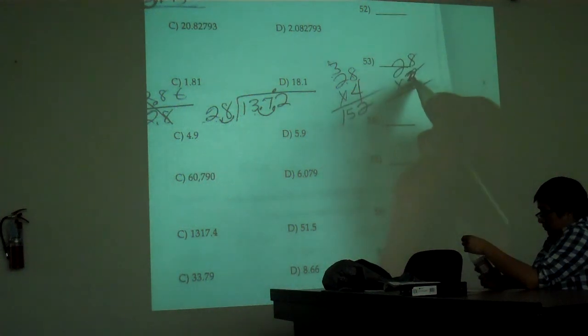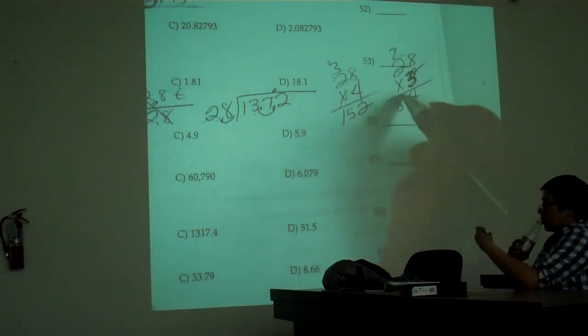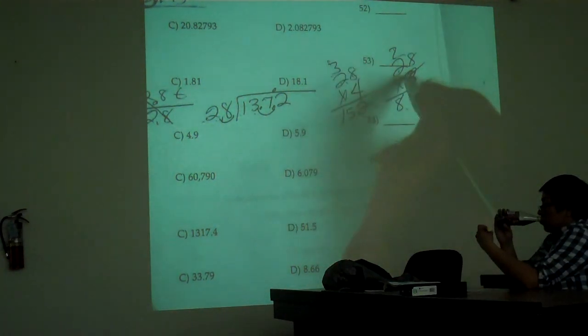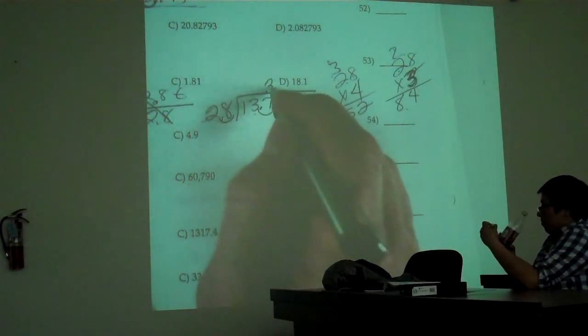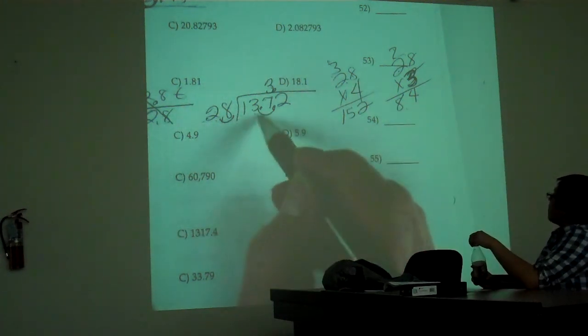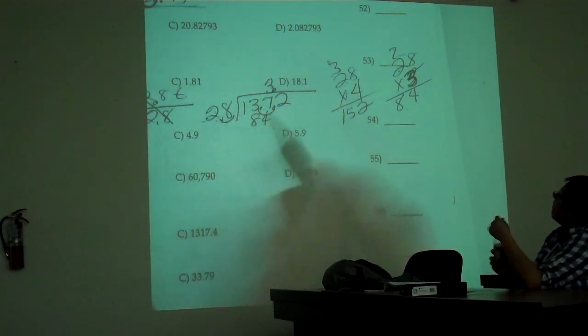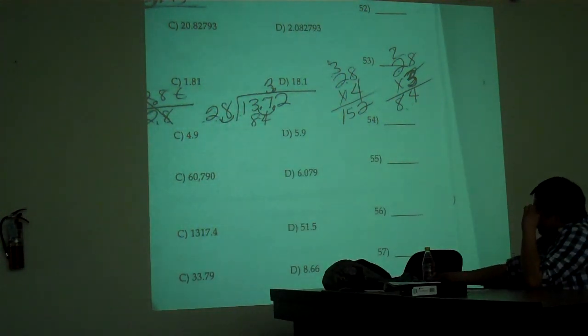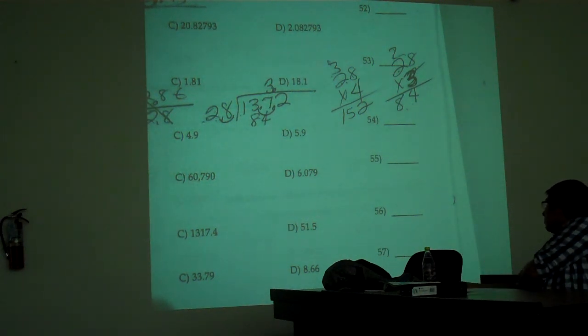8 times 3 is 24. There's 6, 7, 8. That's not too big, right? So we'll do times 3 right here. 3 times 28. How is 4 bigger? 84. Isn't it? It's 11. It's 4 one is more, bigger than 3.